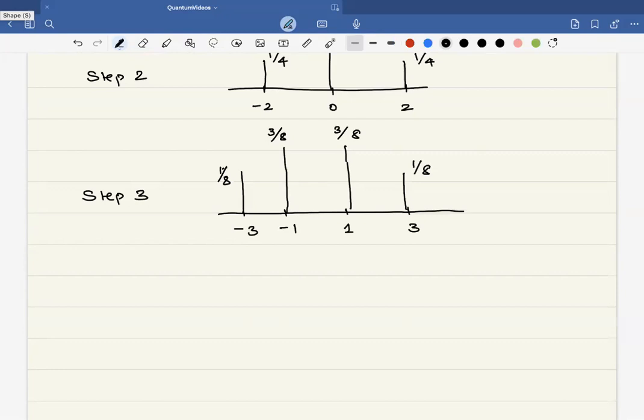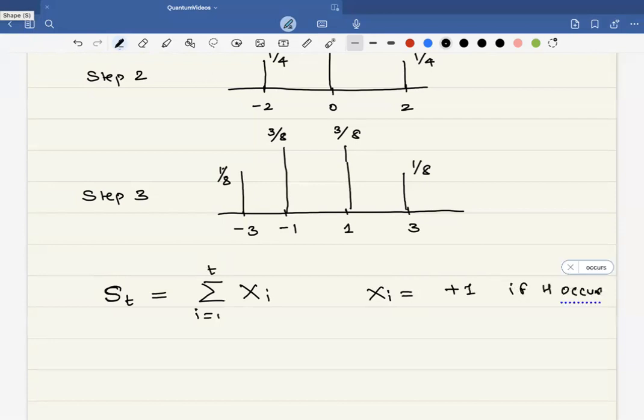And you can see that it is symmetric. In fact, it's a binomial distribution. And you can look at this classical walk as a sum of independent random variables. So Sn is a sum, the position of the random walker at time t, is a sum of independent random variables xi, where xi is equal to +1 if head occurs and -1 if tail occurs.